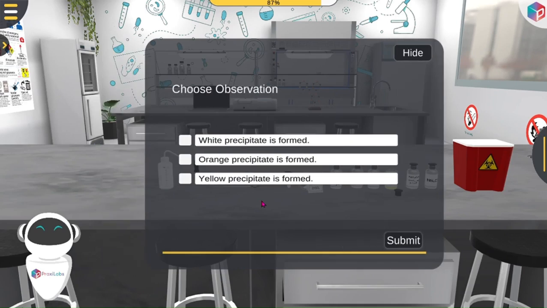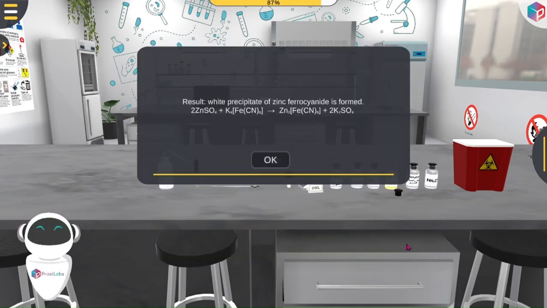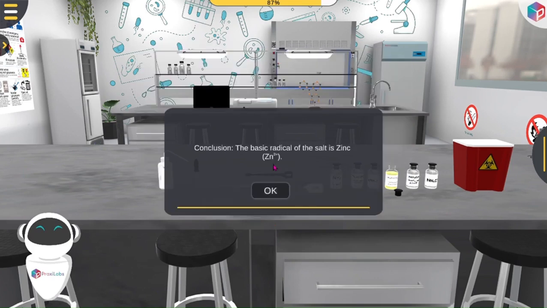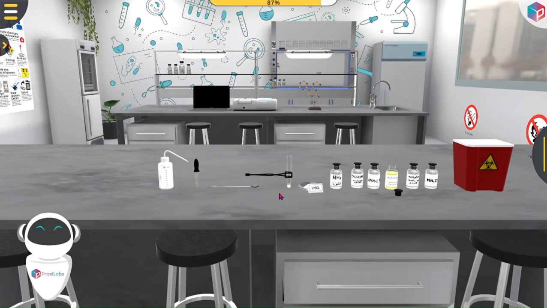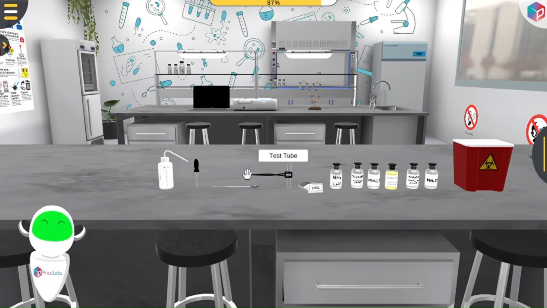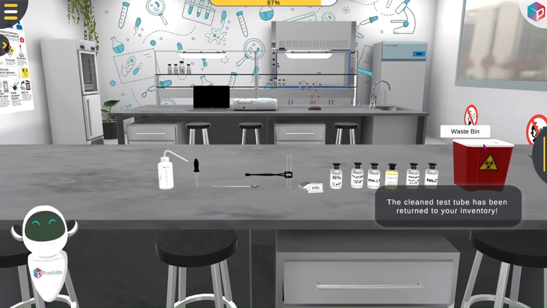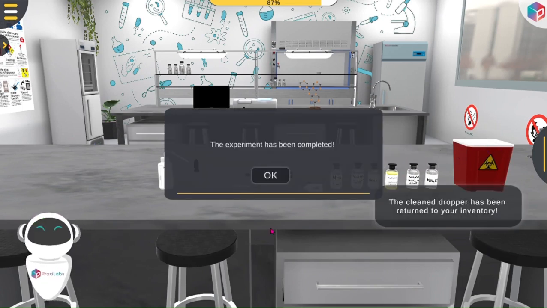Observation: white precipitate is formed. Result: white precipitate of zinc ferrocyanide is formed. Conclusion: the basic radical of the salt is zinc. The experiment has been completed.